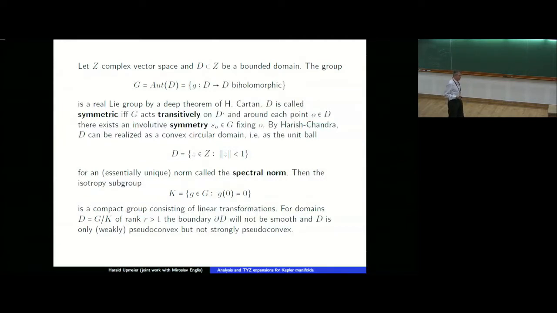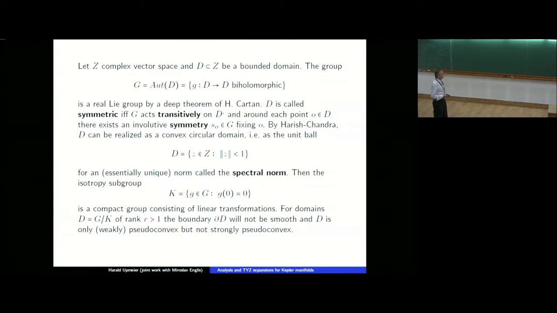And if you use the Harish-Chandra realization, as I will do from now on, the stabilizer at the origin, which is of course part of the domain, will become linear. That is unusual. G, of course, is not linear, because it must act transitively, so it must move the 0 to any other point. But K becomes a linear group. It becomes compact. That's always the case with symmetric spaces, consisting of linear transformations. So D is equal to G mod K.